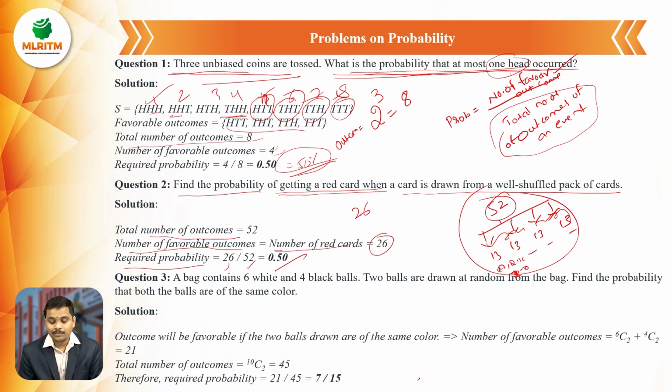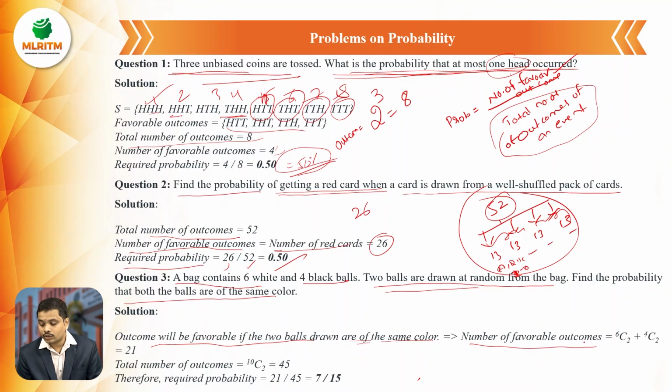Coming to another example, a bag contains 6 white balls and 4 black balls, and 2 balls are drawn at random from the bag. Find the probability that both the balls are the same color. It doesn't mention either white or black, but he's asking for the probability that both colors should be the same when I'm picking 2 balls at random, one after another. So an outcome will be favorable if the 2 balls drawn are of the same color.